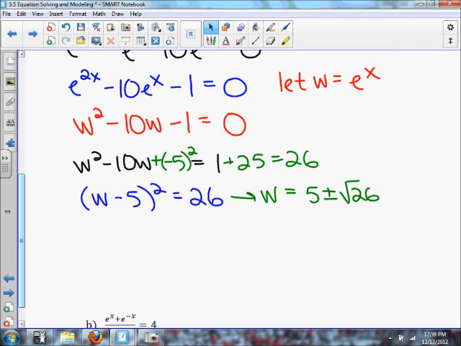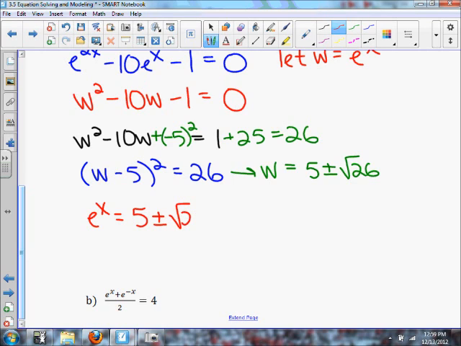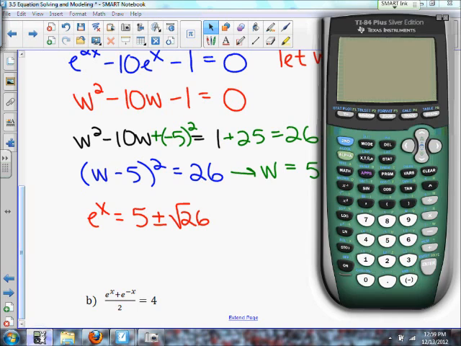Now, we also let w equal e to the x. So really, e to the x is equal to 5 plus or minus the square root of 26. Now, I want you to think back. If we were to graph e to the x here, are there any negative y values?